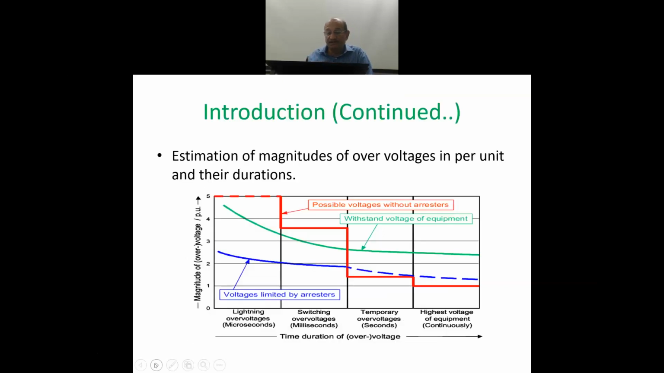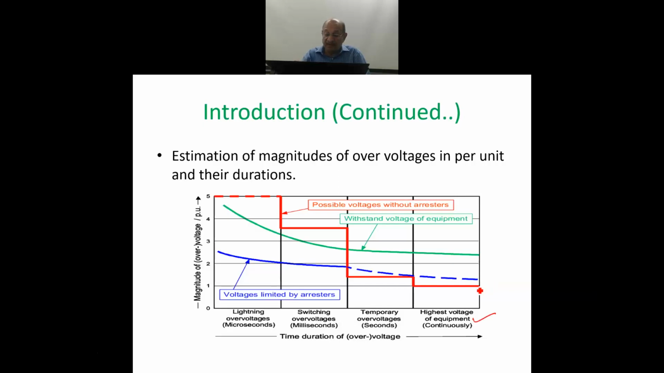Yeah, let's talk about this interesting diagram: estimation of magnitudes of overvoltages in per unit and their durations. As we can see, there are three types of overvoltages and one more, the rated voltage, the highest voltage of equipment, which is continuously there.